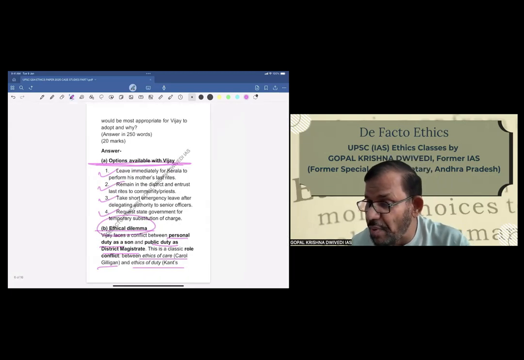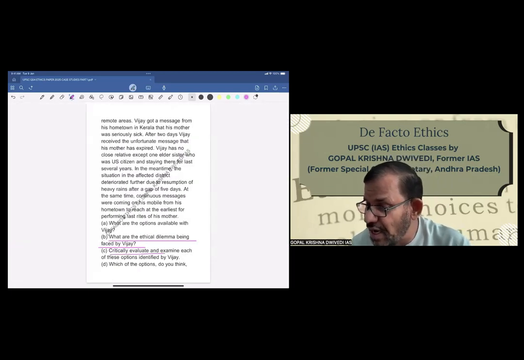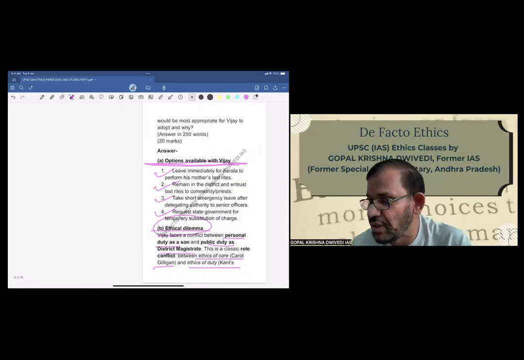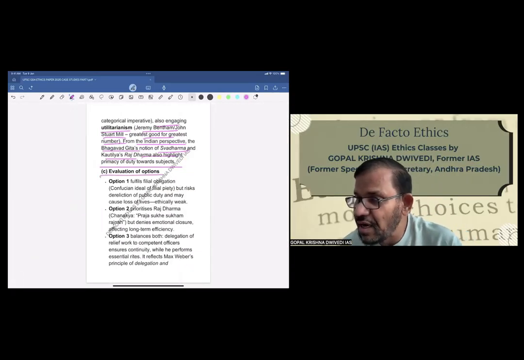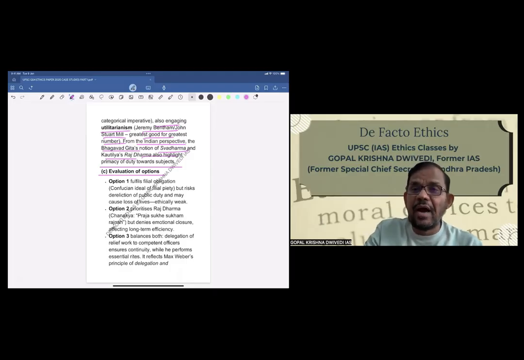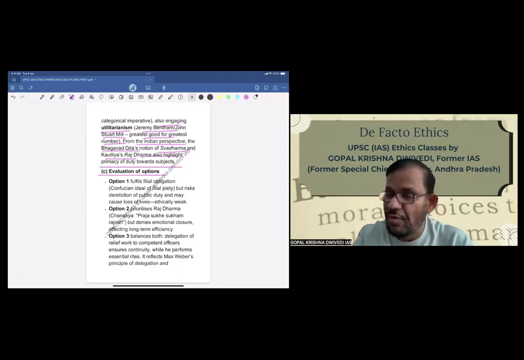Now, what is the C part of the question? Critically evaluate and examine each of these options identified by Vijay. Now, let us go to that. Evaluation of each option means we have to tell the pros and cons of each option, because we have earlier identified 4 options, and now we will evaluate them.